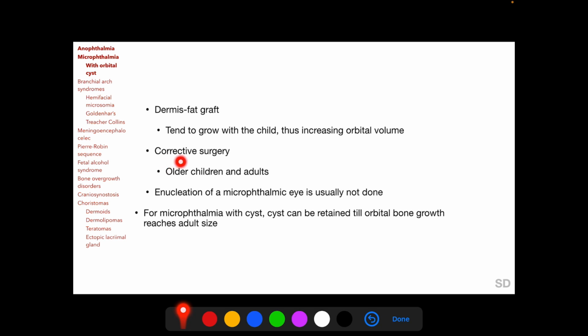Corrective surgery can be employed in older children and adults with a hypoplastic orbit, and enucleation of a microphthalmic eye is usually not done if a cosmetically acceptable prosthesis can be inserted. For microphthalmia with cyst, the cyst can be retained till orbital bone growth reaches adult size, and then a corrective cosmetic surgery can be done.